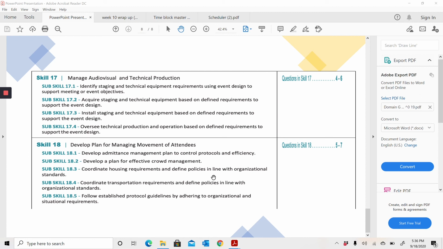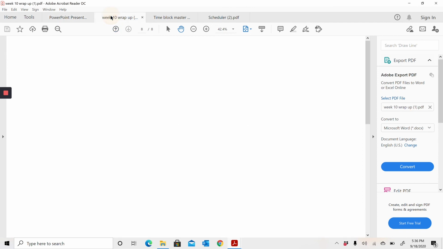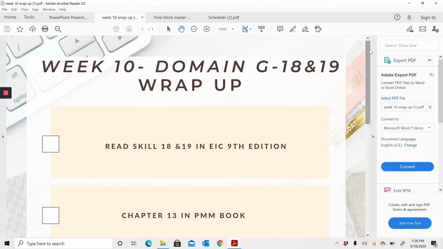Develop a plan for management of moving through the attendees. That was the crowd management. Develop a plan for effective crowd management, coordinating housing requirements and defining policies. That was everything in the contract about the different individual call-in and rooming list. Coordinating transportation, that's getting with the DMCs and getting buses scheduled and coordinated, and then follow and establish protocol guidelines. That was the how, the higher, oldest, and then women. So that was it. We are done with G. I'm so ready to be done with G. I hope you guys were too.